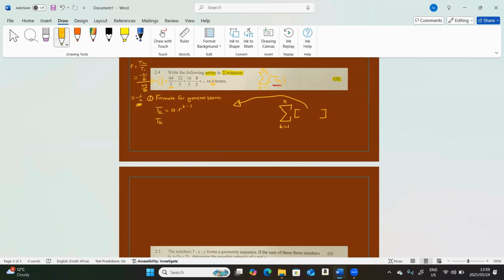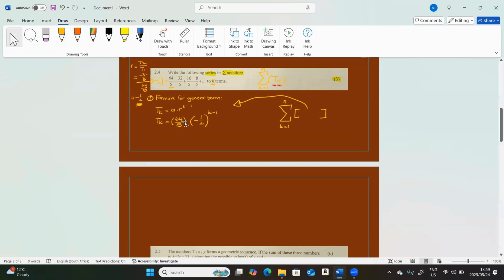Once we have the value of r, our constant ratio, we can go ahead and say the first term is 64 divided by 5, right? Okay. And then we have to write our times, and then we have to go and replace the value of r, which is negative a half. Okay, and then that is to the power of k minus 1. Okay, and guys, you leave this exactly the way it is over here. Okay, can you see?